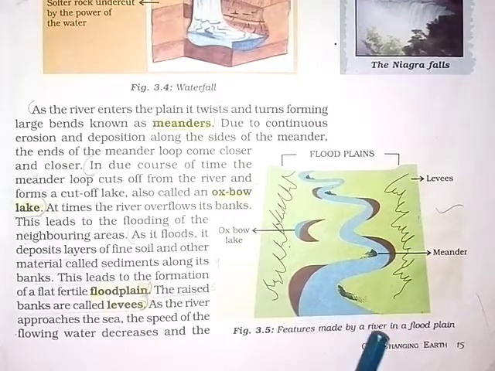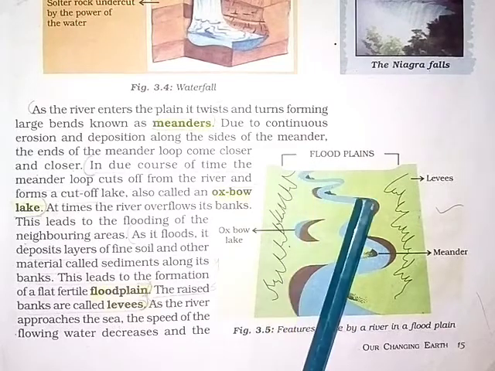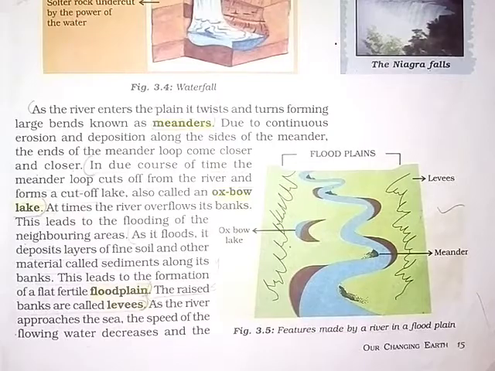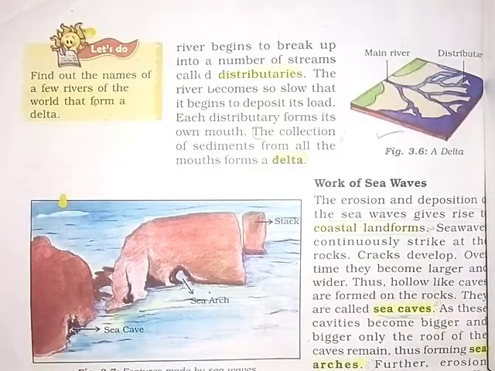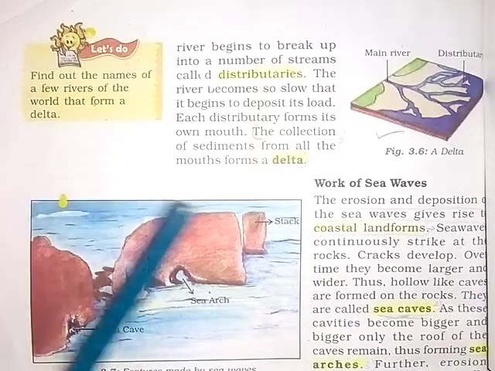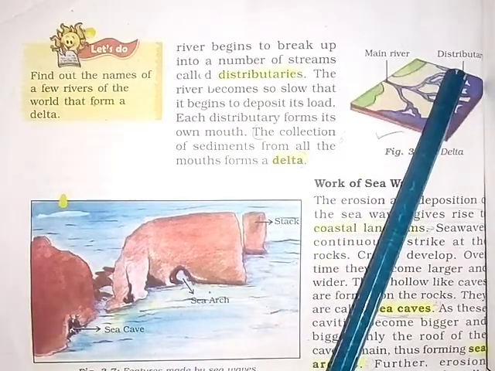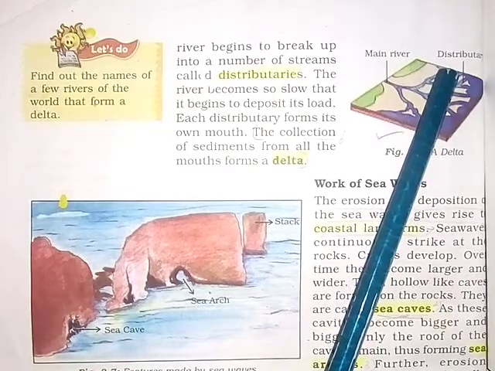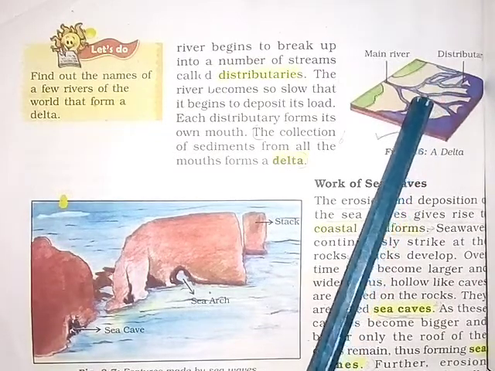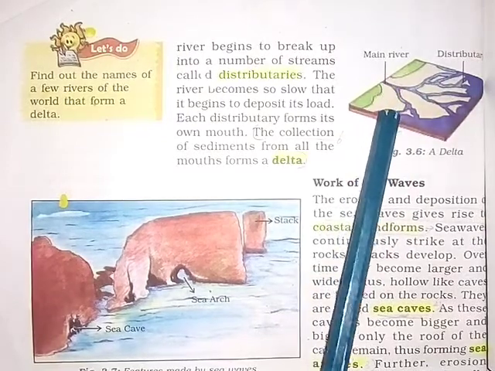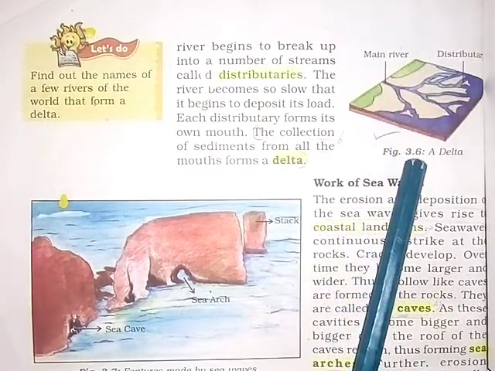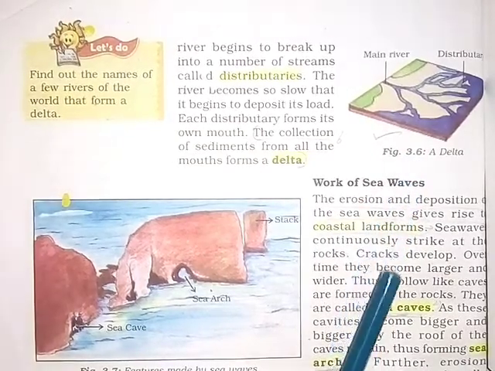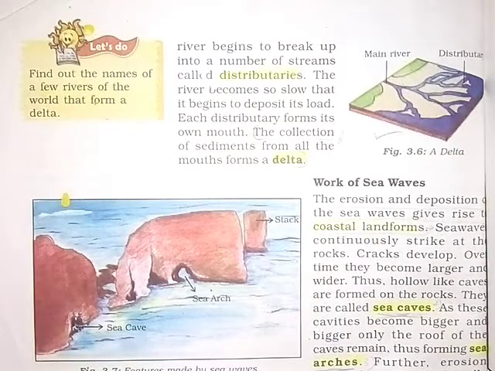As the river approaches the sea, the speed of the flowing water decreases and the river begins to break up into a number of streams called distributaries. The river becomes so slow that it begins to deposit its load. Each distributary forms its own mouth. The collection of sediments from all the mouths forms a delta.